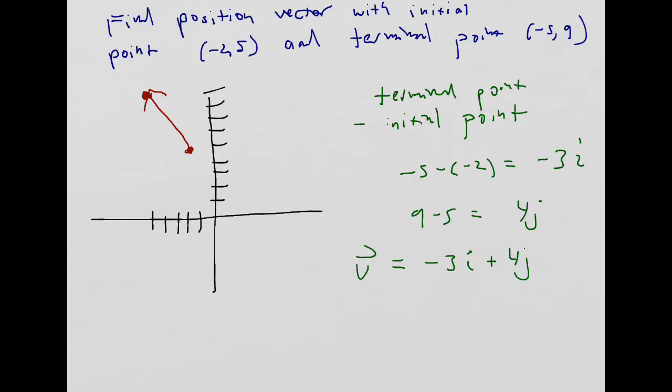Now remember, let's think about what that means. If we start at the origin and we go 3 units to the left and 4 units up, these two vectors are exactly the same. Why are they the same? Because they have the same horizontal and vertical components, and they also have the same magnitude.